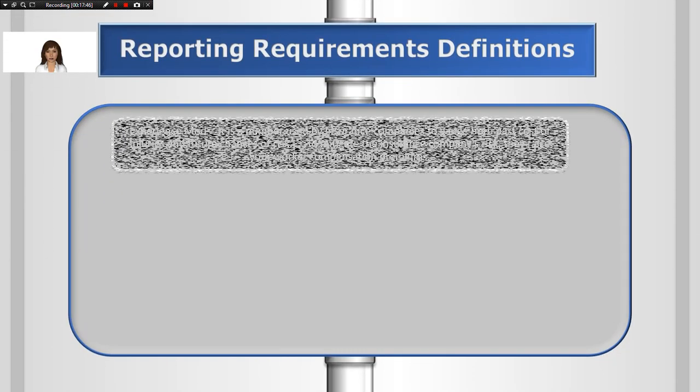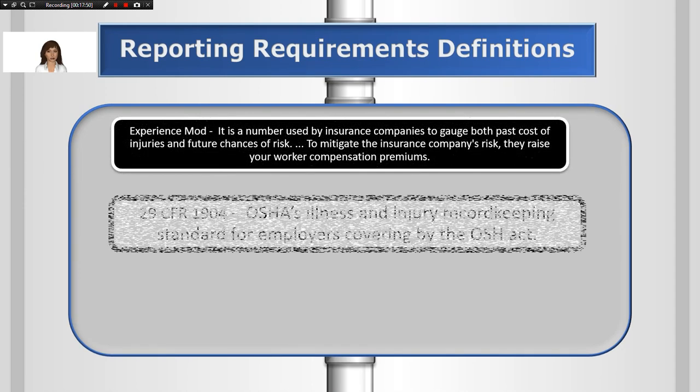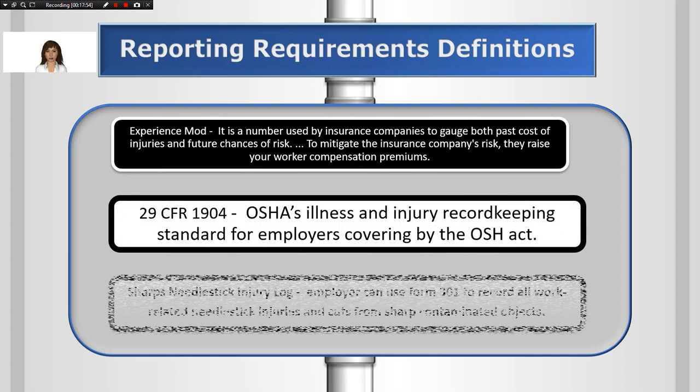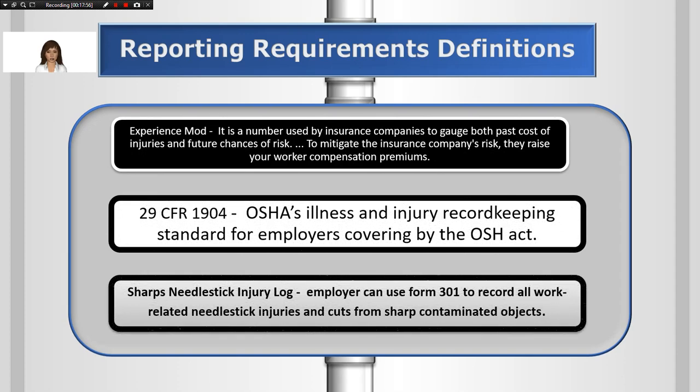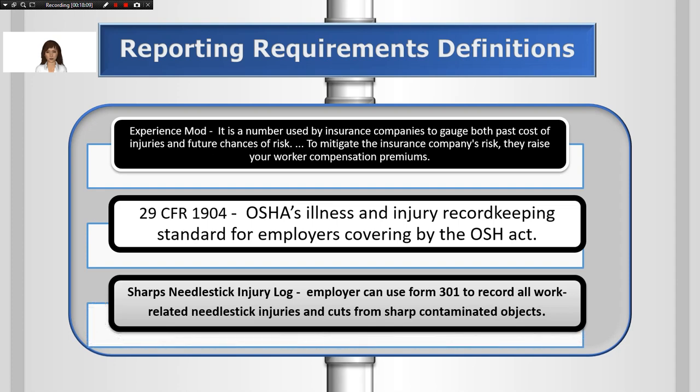Reporting requirements definitions, continued. 1. Experience mod. It is a number used by insurance companies to gauge both past cost of injuries and future chances of risk. To mitigate the insurance company's risk, they raise your workers' compensation premiums. 2. 29 CFR 1904, OSHA's Illness and Injury Record Keeping Standard for employers covered by the OSHA Act. 3.